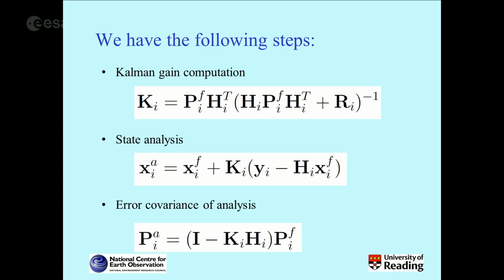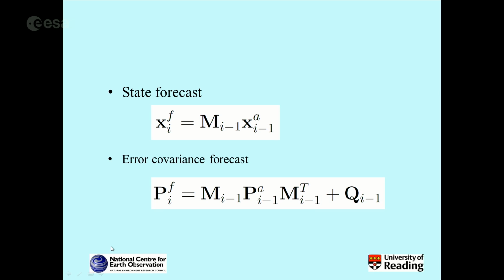Then I said we need to find the uncertainty at the time we're at. And it turns out there's an equation for this. I don't have time to show the derivation of the equations, but this is the equation that it turns out to be. And then I want to forecast the analysis to get my next prior, and forecast the analysis error covariance, the uncertainty, to get my next prior uncertainty. And that's given by these two equations here.